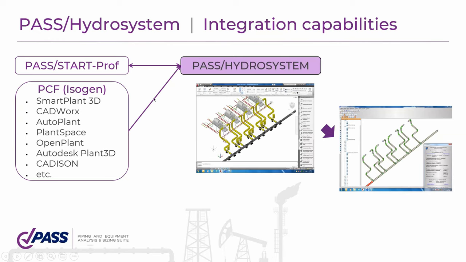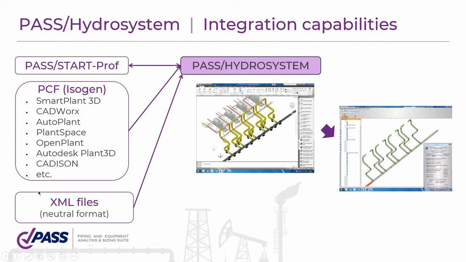And also, besides PCF files, HYDROSYSTEM has its own neutral format, XML files, which allows you to connect HYDROSYSTEM with any software where you store your data on your piping system. So if you have any program where you already have built the models of your piping system, you can make a converter that will export data on your piping system in a special neutral format file. And then you upload these neutral format files straight into HYDROSYSTEM. And once again, you have a full model of your piping.